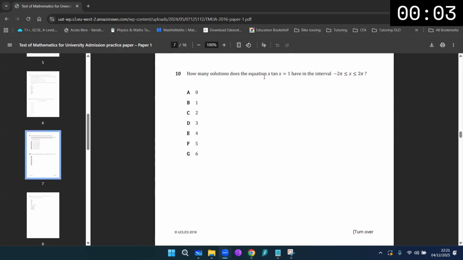How many solutions does the equation x tan x equals 1 have in the interval between minus 2 pi to 2 pi? Okay.